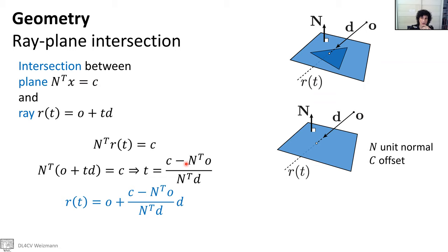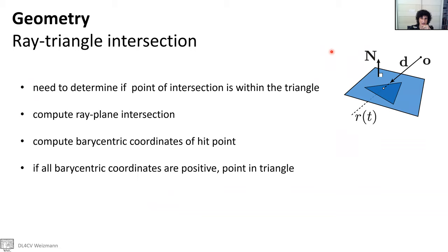And now I would like to know, if it intersects the plane, whether it also intersects the triangle. It's not necessarily the case that if it intersects the plane, it also intersects the triangle. So in order to determine whether a ray intersects a triangle, I first compute the ray plane intersection.